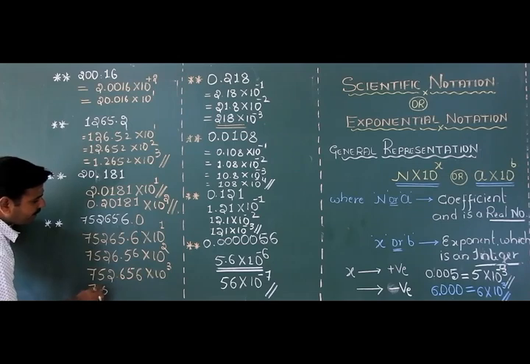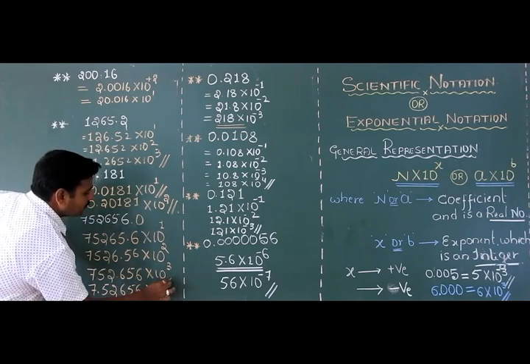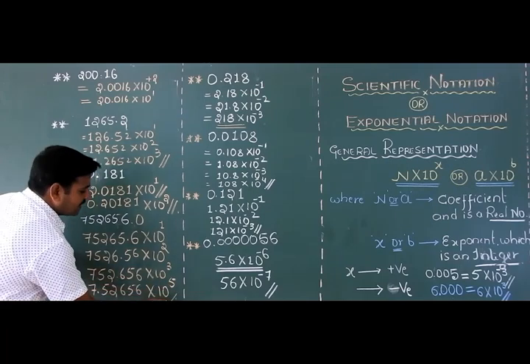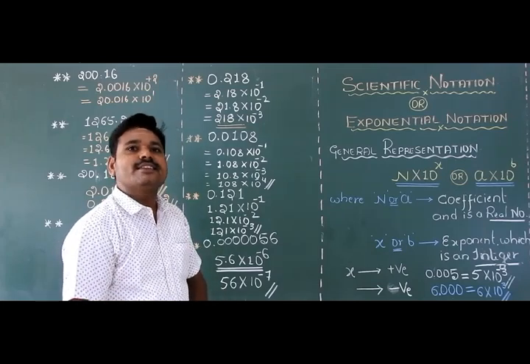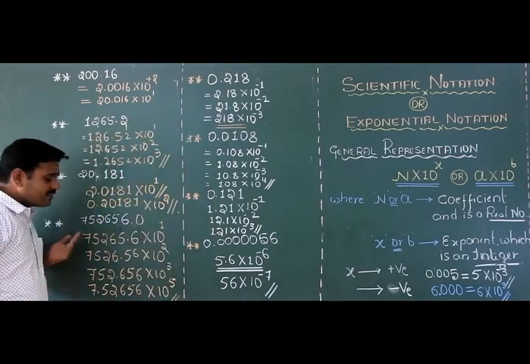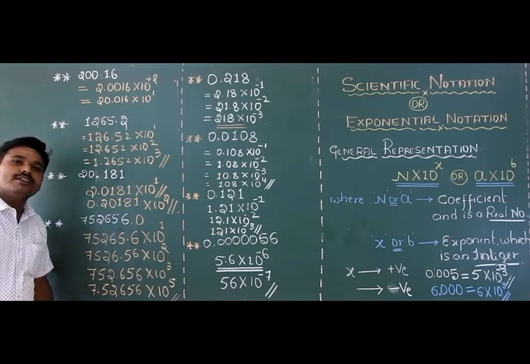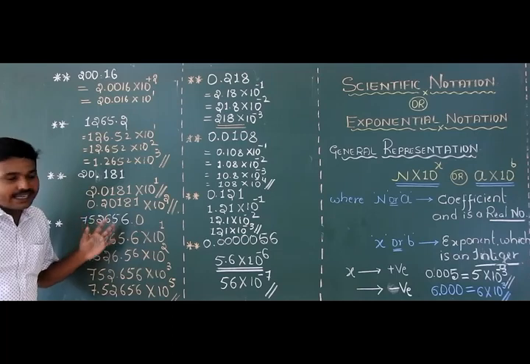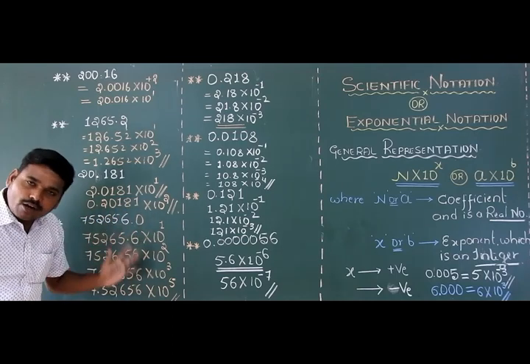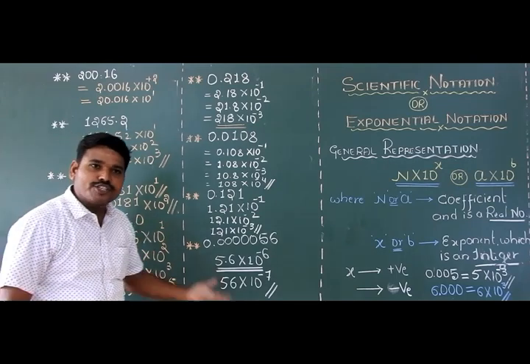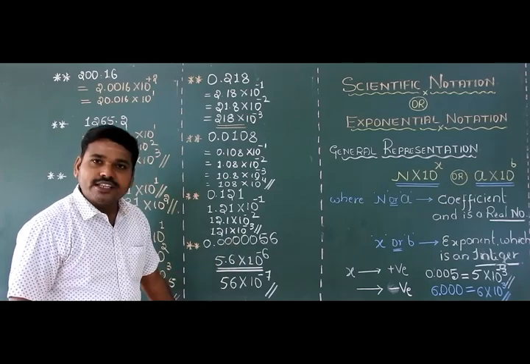So 7.52656 into 10 to the power of 5. So all these are nothing but the possible scientific notations for the given number, students. Is there any doubt in these examples? All these examples are clear. Any doubt in the scientific notation or exponential notation, students? Is it clear? Any doubt in this concept?